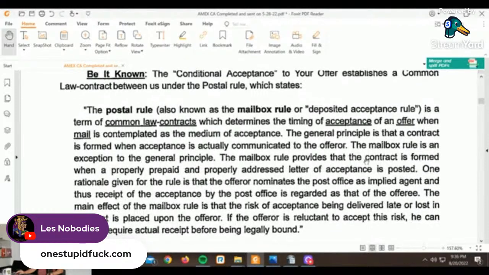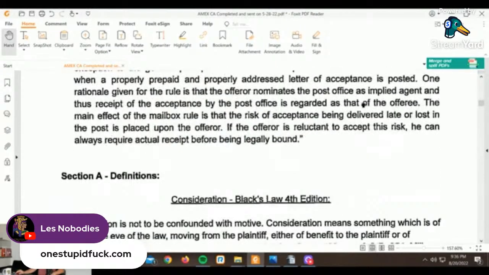I just copied and pasted this from, I believe it was one of Christopher Hauser's friends, Lee Harvey Oswald. He had a conditional acceptance that Christopher Hauser sent to me. And this was on it. And I just copied and pasted it. Okay. The poster rule. So basically it just states the mailbox rule and that, you know, when I send this to you and you sign for it, you're contracting for what I'm talking about, okay?